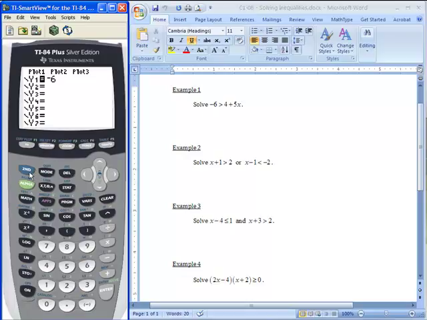To get the greater than symbol, I press the second key and the math key. That takes us into the test menu, and that's where we'll find the greater than symbol. It's option 3, so I will choose 3. And then I'll type in 4 plus 5x, and I'll press enter.